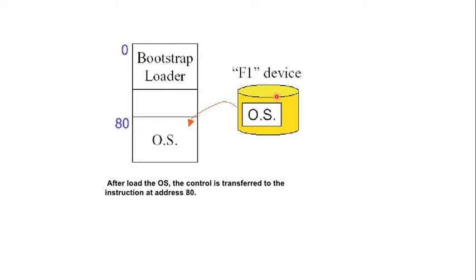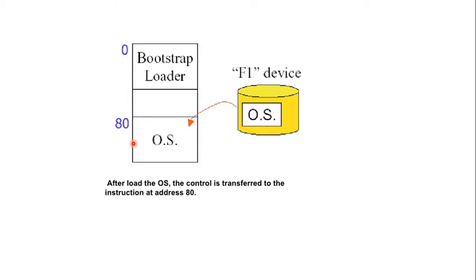So from either the flash memory or a hard disk memory, it will fetch the operating system, or in other words, the character object codes belonging to the operating system will be fetched from this F1 and loaded to the main memory. From where will it be loaded? Remember, it will be loaded from 80 itself in case of the SIC/XE machine architecture.